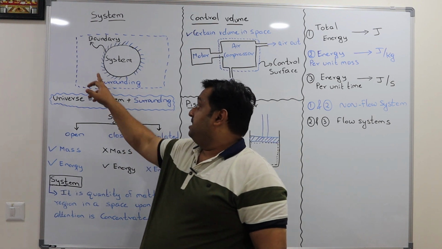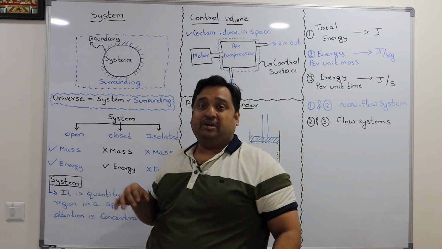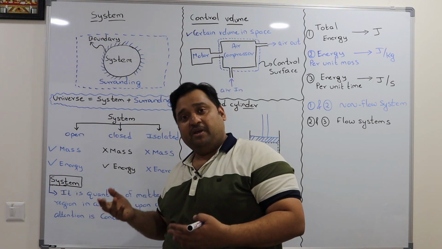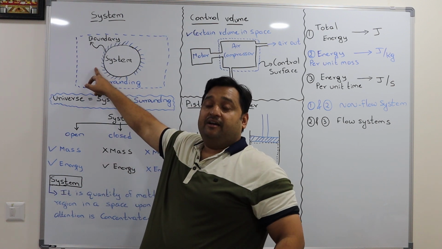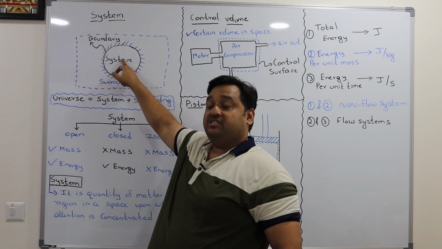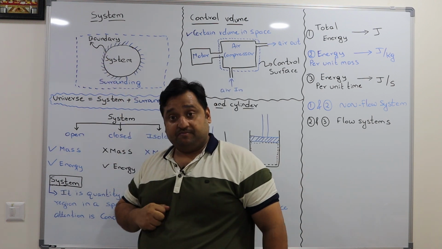Open system means mass can enter. That means a kg of matter can enter into the system and a kg of matter can go out of the system. Energy too: some joules of energy can go into the system, and some joules of energy can come out of the system. This is called an open system.